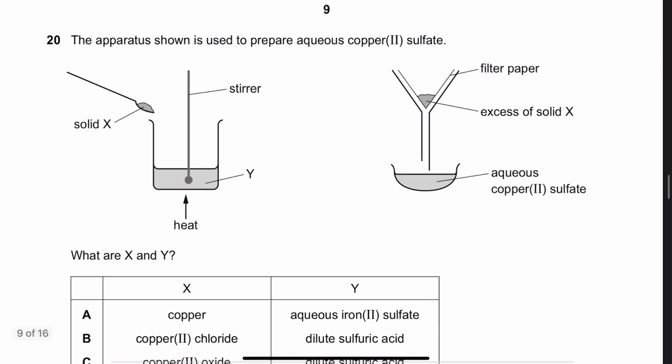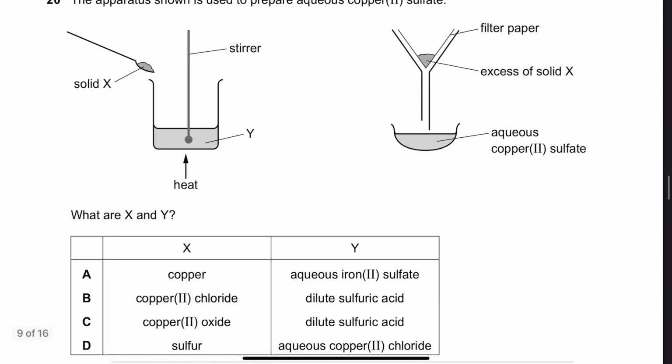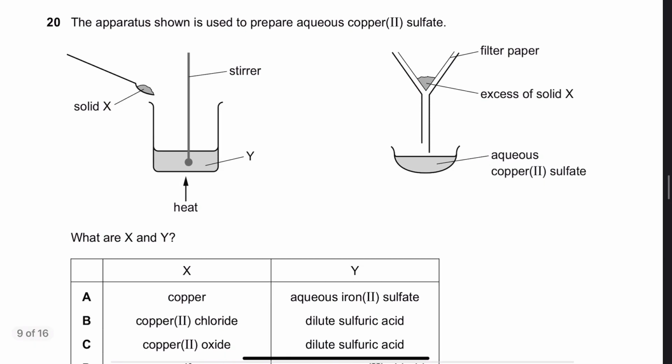Okay, then part 20 says the apparatus shown is used to prepare aqueous copper 2 sulfate. What are X and Y? So what I realize is we are actually preparing copper 2 sulfate, which is a soluble salt. And for a soluble salt of other than group ones, we were doing the excess method. So what was our excess method?